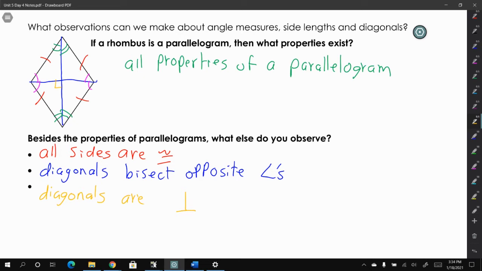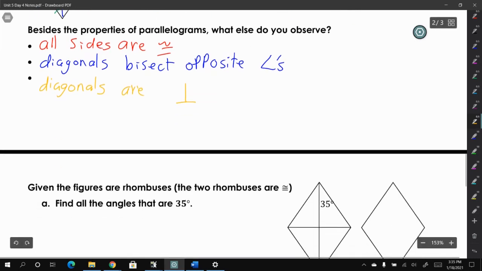Okay, so in a parallelogram, the diagonals bisected each other. In a rectangle, the diagonals were congruent, but not perpendicular. And in a rhombus, the diagonals are not congruent, but they are perpendicular. So we're really going to spend a lot of time focusing on the diagonals later on. So it's important to realize what shape goes with which characteristics of the diagonals. All right, let's look at the next page.